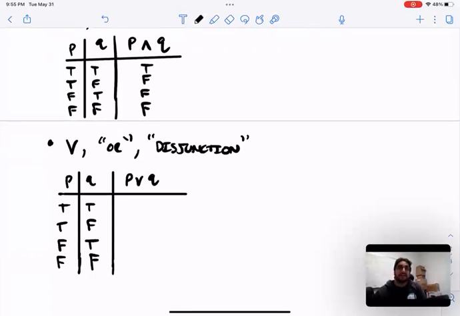You can take class C if you've taken class A or class B. Well, if you happen to have taken both class A and class B, certainly they're going to let you into class C because you've taken both. And you only needed one or the other. So you sort of overdid the or there, right?